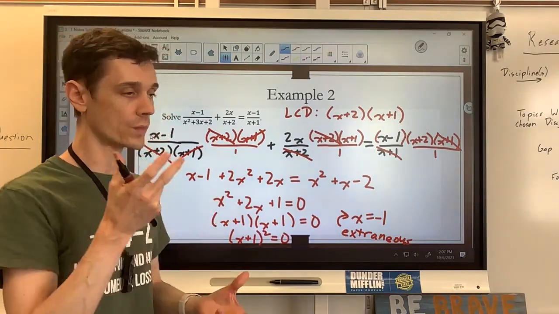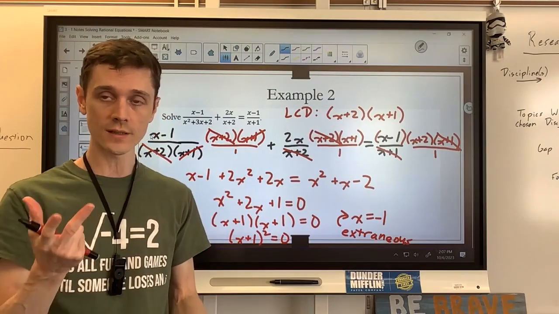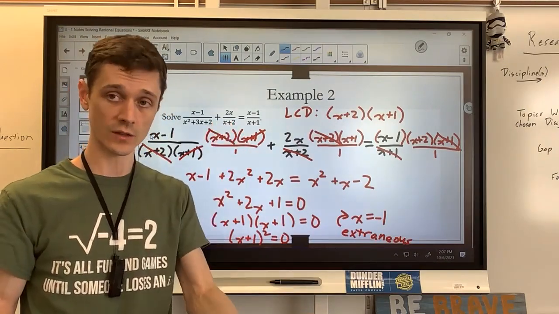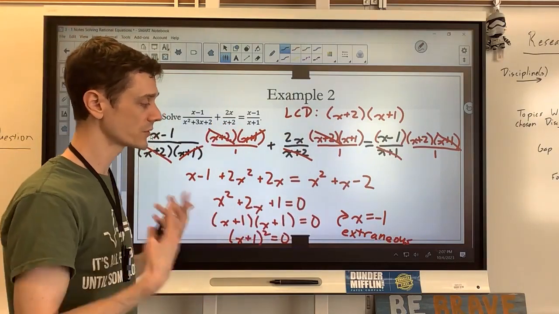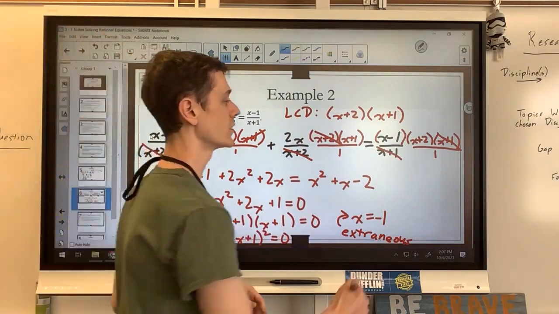So I instead end up saying that I have no solution in this case. If I had two answers and one got crossed out and one didn't, then I would just list the one that hadn't gotten crossed out. But in this case, all of my answers got crossed out, so I don't have any left. So my final answer is technically no solution.